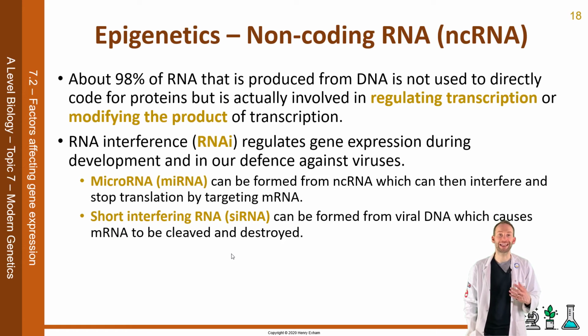There's two examples to look at here: microRNA, which is formed from this non-coding RNA, which can then interfere and stop translation by targeting particular messenger RNA strands, and short interfering RNA, siRNA, which is the example where we can use it to defend against viruses, because this type of RNA can actually cleave messenger RNA and allow that RNA to be destroyed, so it's not expressed in that case. So non-coding RNA is another epigenetic factor that can influence gene expression.